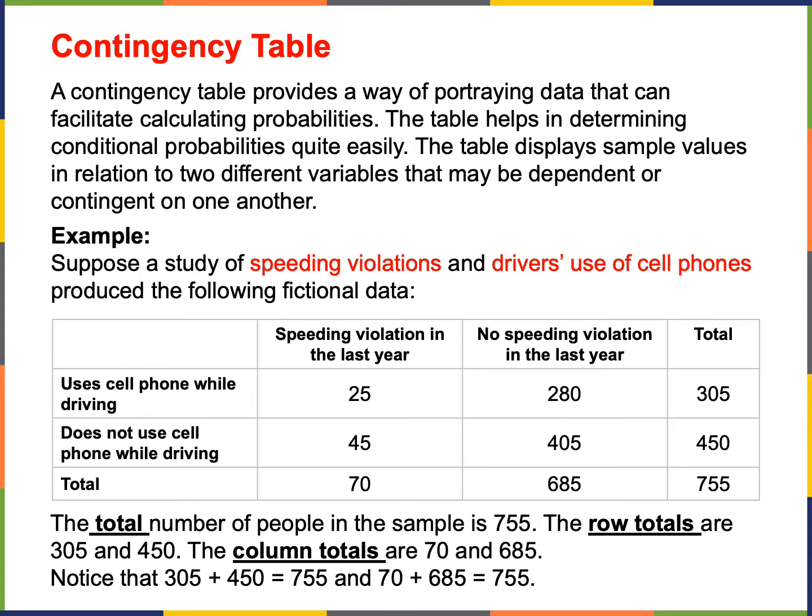Another way to think of it is looking this way. Out of the total number of people that got a speeding violation last year, 25 of them used a cell phone and 45 of them did not. Out of the total number of the sample that did not get a speeding violation, 280 of them used a cell phone and 405 did not use their cell phone while driving.